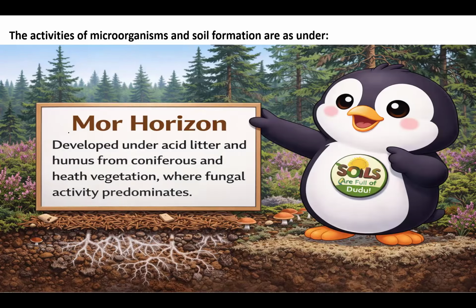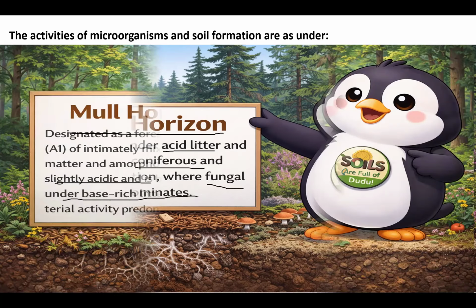Now let us discuss one more thing: the activities of microorganisms in soil formation. Due to mineralization and humification, what will happen? It leads to the formation of some peculiar horizons. What are those horizons and under what conditions do they form? Now let us see. The first one is called the Mor horizon. This is developed under acid litter, with humus formation under coniferous and heath vegetation. As it is a very acidic condition, we can see good fungal activity predominating in this Mor type of horizon.